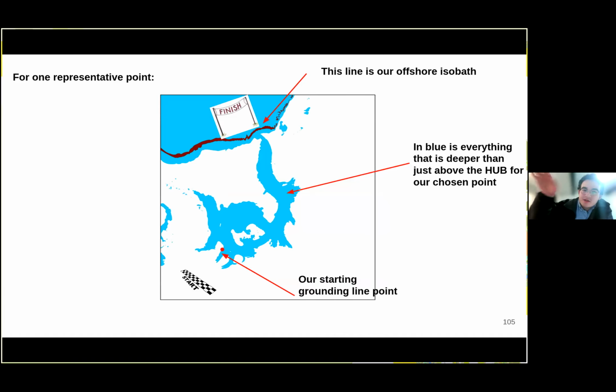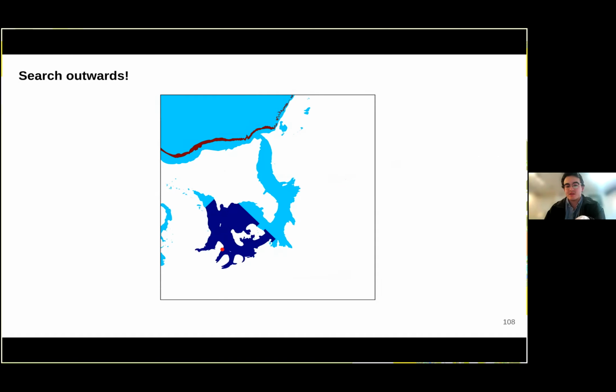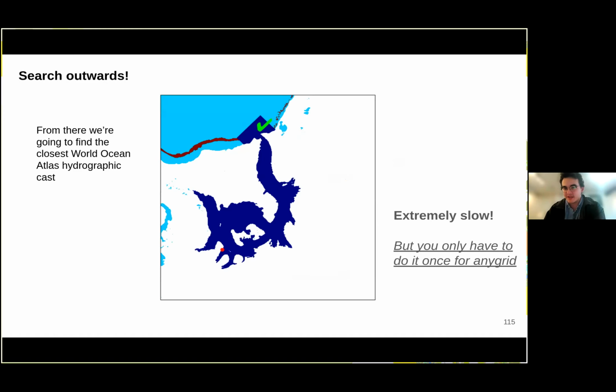So we have the 1500 meter isobath offshore. It's that red line. We've got a red point in the bottom left. That's our grounding line point. And this blue area is all the points deeper than that red isobath, below, just above the hub, which I admit is confusing. And so then we're going to search outwards until we hit the 1500 meter isobath. And that's the hydrographic profile that we're going to use to calculate our scaling argument.